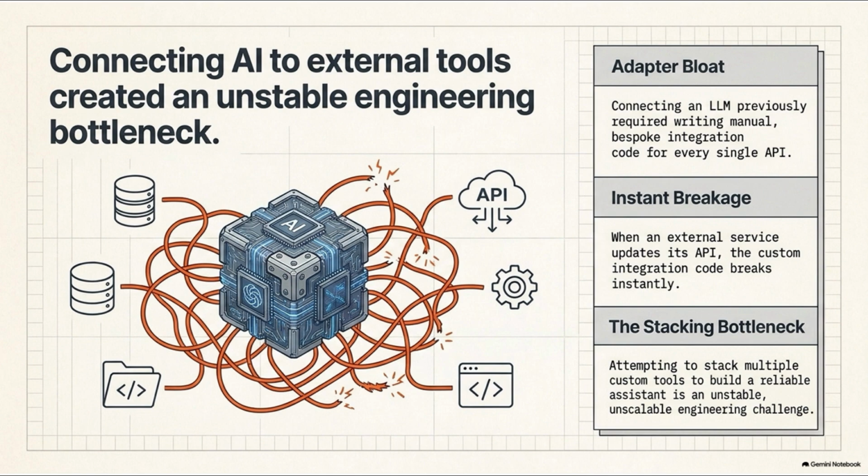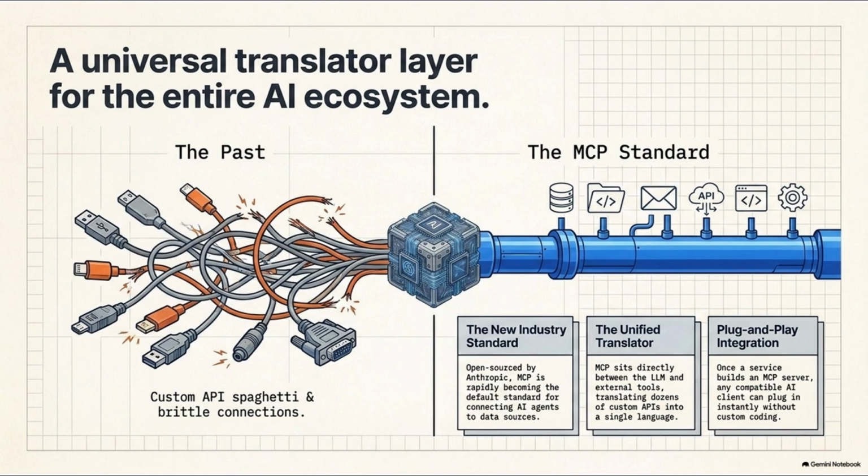Worse, this setup suffers from instant breakage. The moment an external service updates its API or changes a single parameter, your custom integration code breaks instantly, and your AI agent goes offline. When you attempt to stack multiple custom tools together to build a complex, multifunctional assistant, it quickly becomes an unstable, completely unscalable engineering bottleneck. This is the exact problem the Model Context Protocol solves.